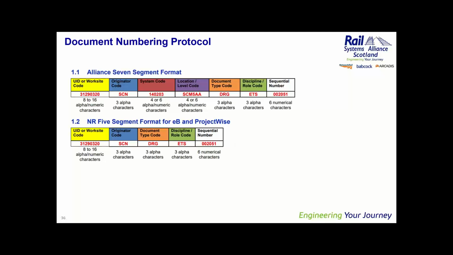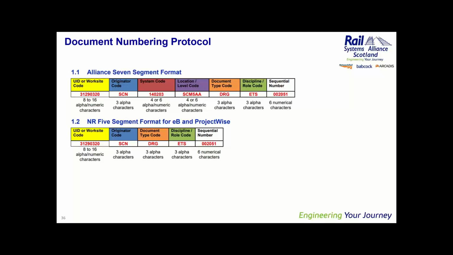What we had to do within the Alliance, we were instructed to go with BS 1192 and ISO 19650, was to develop the 7-segment numbering format. Taking the starter from the Network Rail 5-segment number, there was no strategy within Network Rail for a system code or for level and location, and we had to develop that. It was actually a fair amount of work that went into that, with myself, the Central Alliance and Network Rail's document control community.